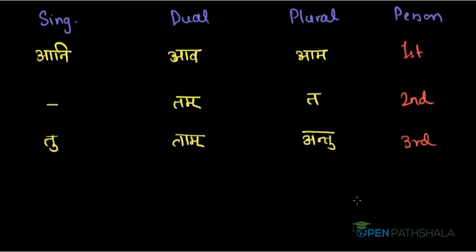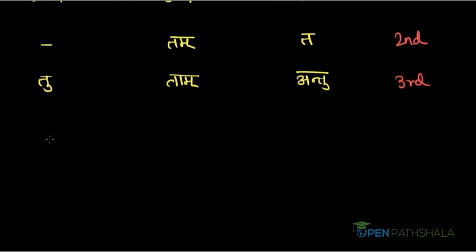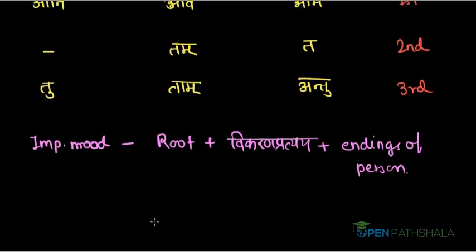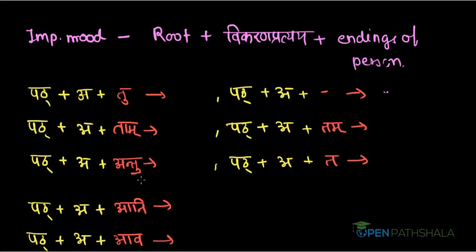Now, let us form some imperative mood form. What is the formula of making imperative mood forms? That is root plus vikarana pratyaya plus endings of person. Let us take root patha. Now let us see how to make imperative mood forms.